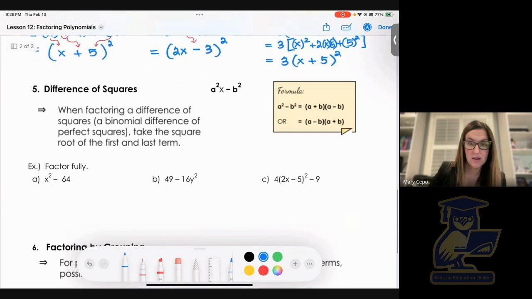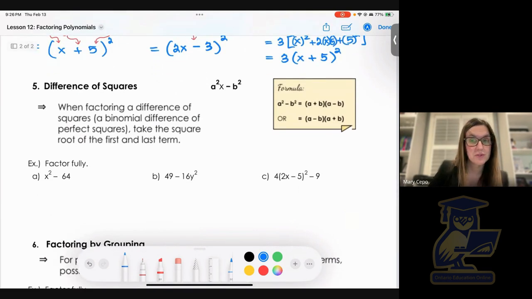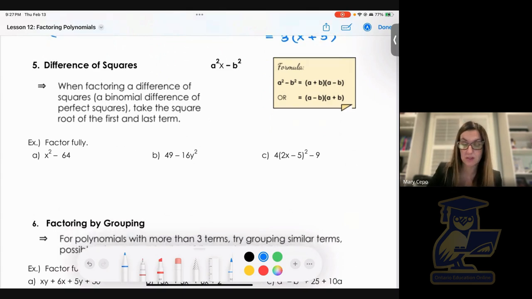Okay, moving on. Difference of squares. So another factoring method, difference of squares. When factoring a difference of squares, a binomial difference of perfect squares, take the square root of the first and the last term. Now this one's a little bit easier to identify only because you have two terms. They're both perfect squares, so it's a binomial, and there's a difference between them. Okay, so let's first identify, do we have a difference of squares? Is the first term a perfect square? x times x is x squared. Is 64 a perfect square? Well, yes, it is. 8 to the power of 2, 64, 8 squared.